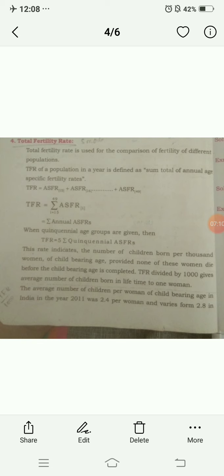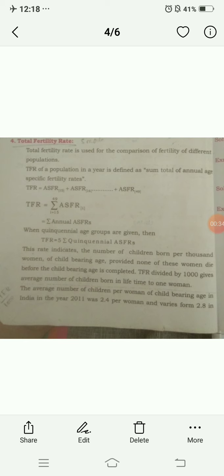Another formula is TFR equals I into annual ASFRs. Usually we would be given the age class size of 5. When we calculate with a size of 5 using quinquennial ASFRs, we have already studied it. When quinquennial ASFRs are given, TFR is given by this formula: TFR equals 5 into the summation of quinquennial ASFRs.